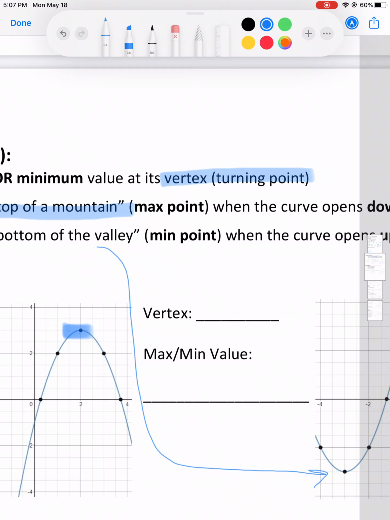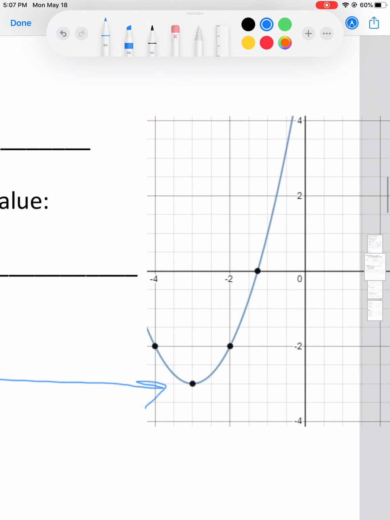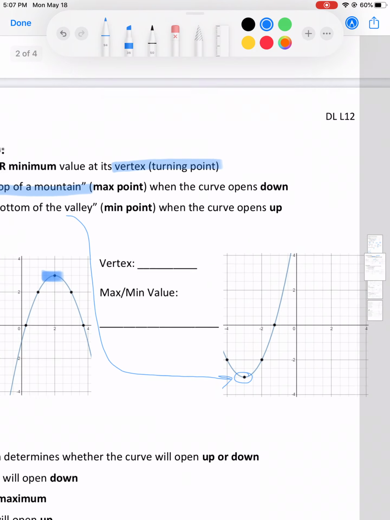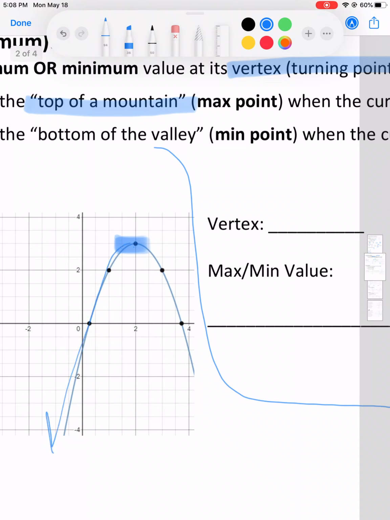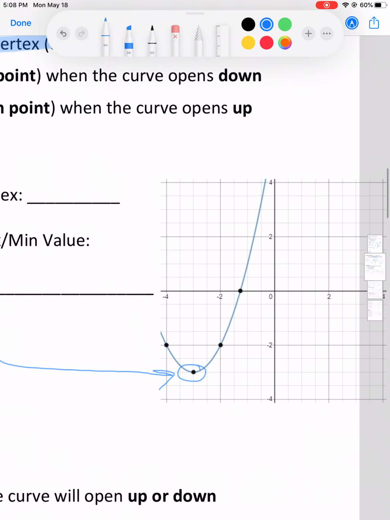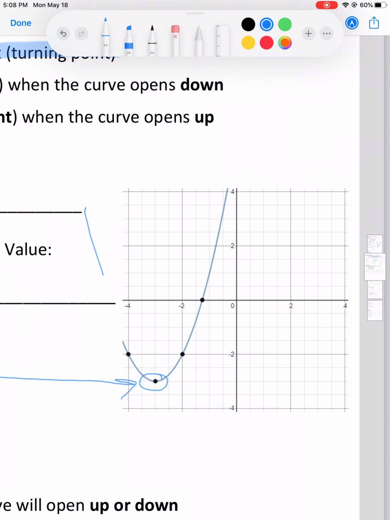So that's why this is called our max. Where if we're down here, in our valley, it's the lowest point that it could actually go. So that's why we say our max or our min. The vertex can be at the top of the mountain when the curve opens down, so that's why it has a maximum. If it's opening up like it is here, it has a minimum, a bottom point.